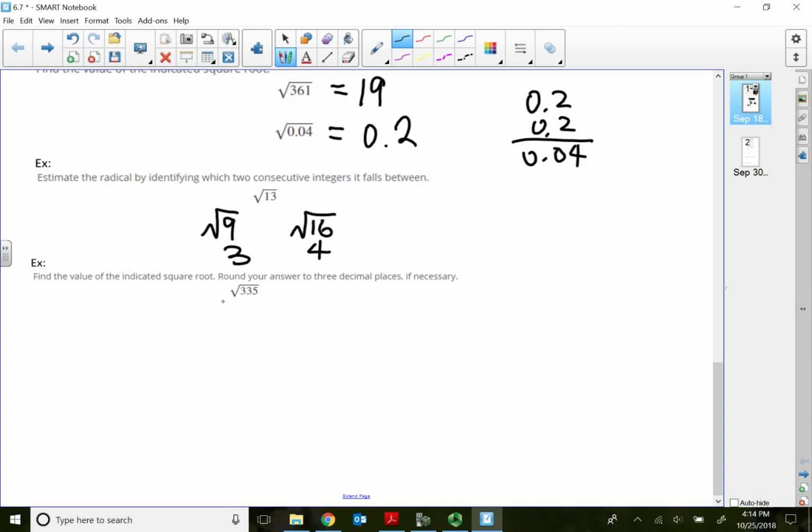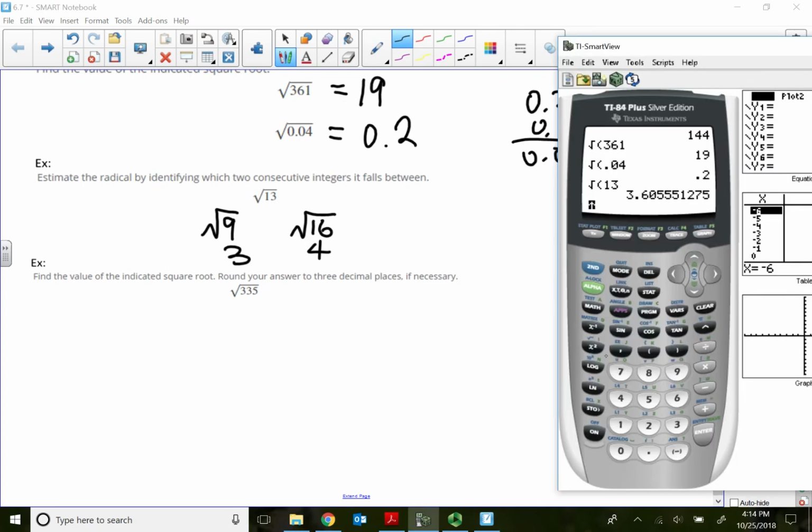Find the value of the indicated square root. Round my answer to 3 decimal places. So let's see. Square root of 335. To 3 decimal places, that will be 18.303.